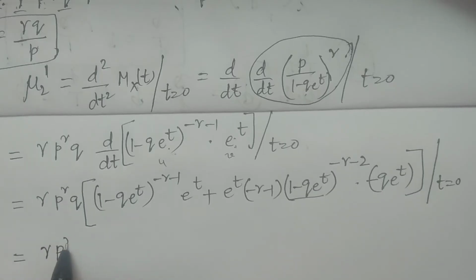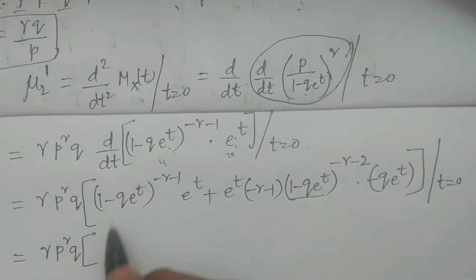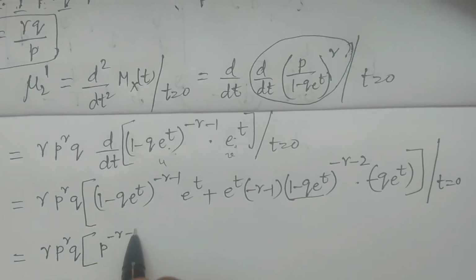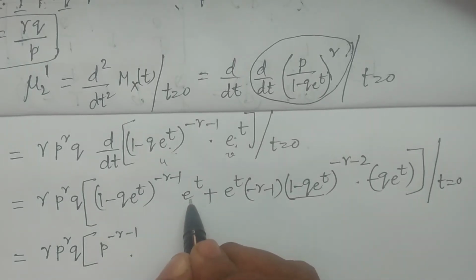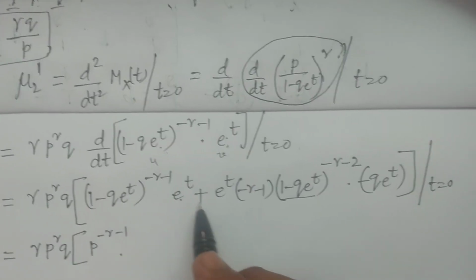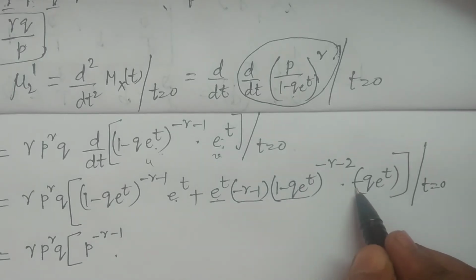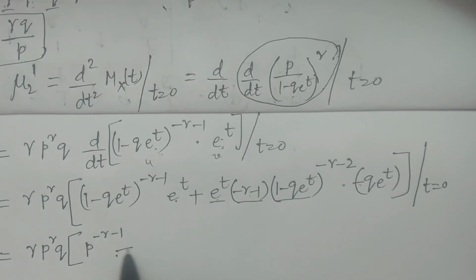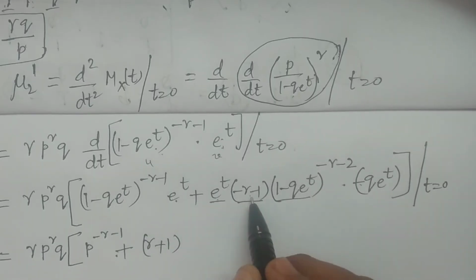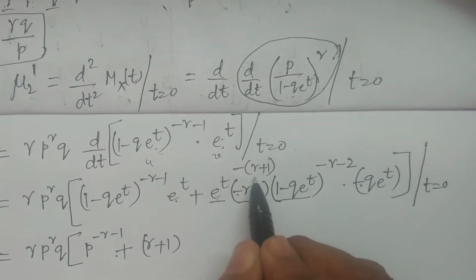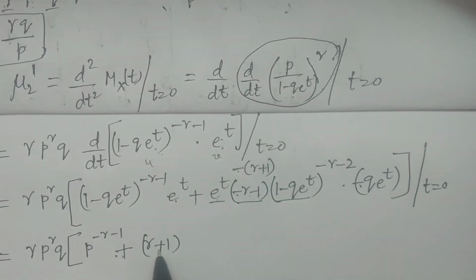r into p power r into q multiplied by, here you see e power t, that is e power 0 is 1, 1 minus q is p, power minus r minus 1, minus r minus 1, e power 0 is 1, not 0, e power 0 is 1, plus this is 1, minus r minus 1. Here we have a minus sign, so you multiply this so that it becomes plus r plus 1. If you take common minus of r plus 1 multiplied by minus, it becomes plus and it is r plus 1.